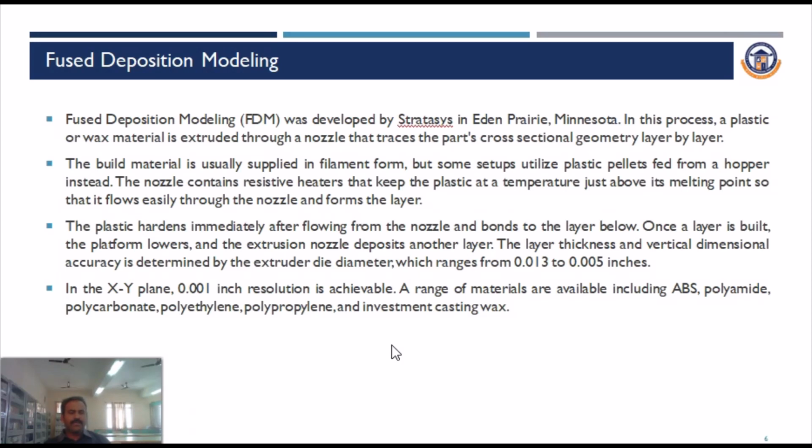The layer thickness and vertical dimensional accuracy are determined by the extruder diameter, which ranges from 0.013 to 0.005 inches. In the XY plane, 0.001 inch resolution is achievable. A range of materials is available, including ABS, polyamide, polycarbonate, polyethylene, polypropylene and investment casting wax. These are all part of the process of fusion deposition modeling.